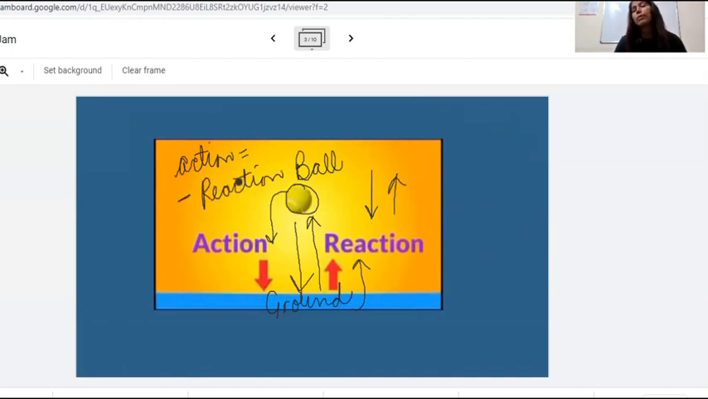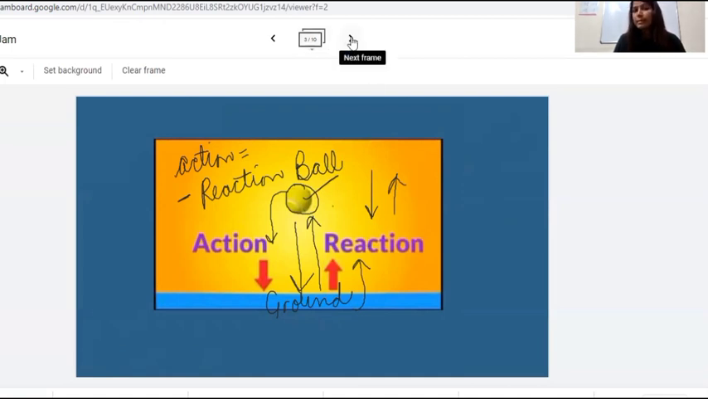Action is always equal and opposite to reaction. So if someone asks why this ball bounced back, then you will say that every action has an equal and opposite reaction, because action is done on this ball and the reaction we get on this ball is with the help of the ground.